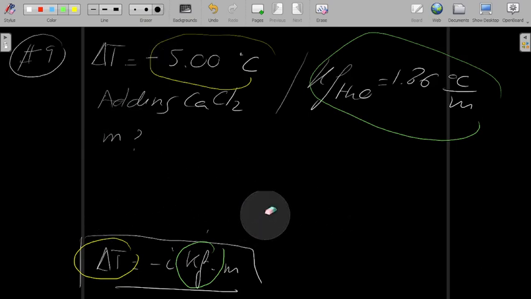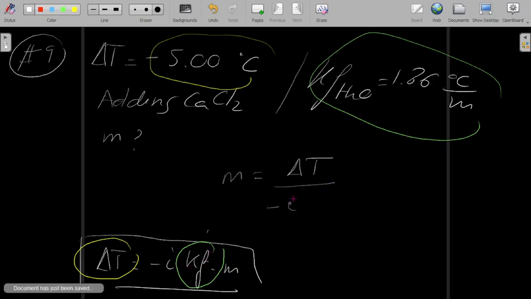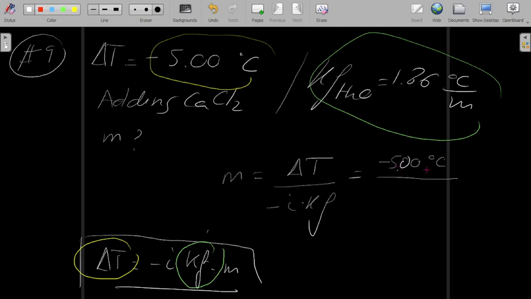Thinking and reasoning, one step at a time. Okay? So molality. Molality is the change of temperature, and everything that is multiplying on this side is going to go on the other side, dividing. So minus I times Kf. Do I have the change in temperature? Yes. It was minus 5.00 degrees Celsius. It was lower than the temperature of freezing water, which is 0. So that's a negative number.